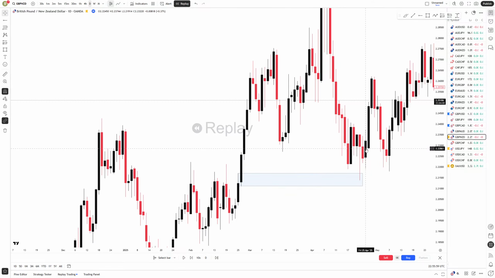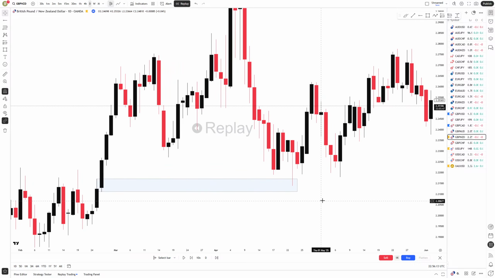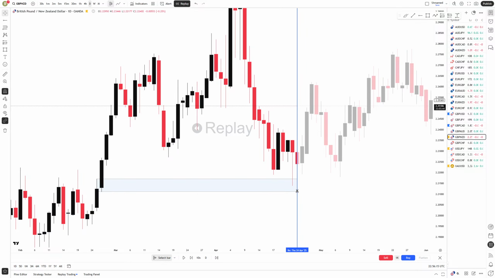As you can see here, this was the week overlap, but the market just broke it. This was the week overlap, but the market just broke it. This was the week overlap. You see, so you have to know which one is the right week overlap for you to trade.